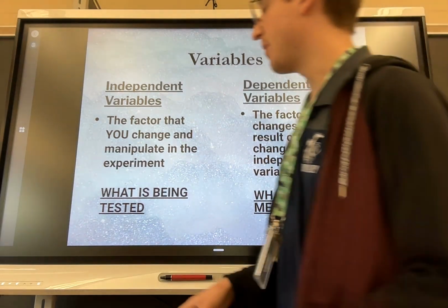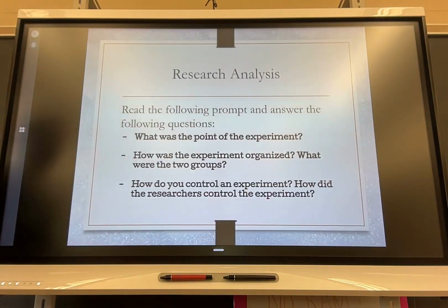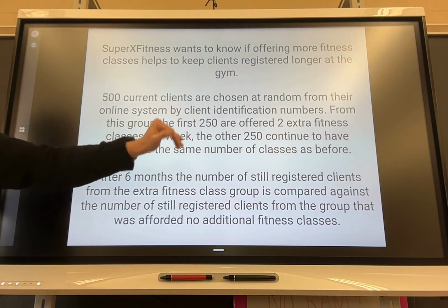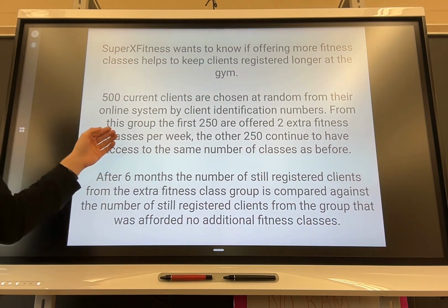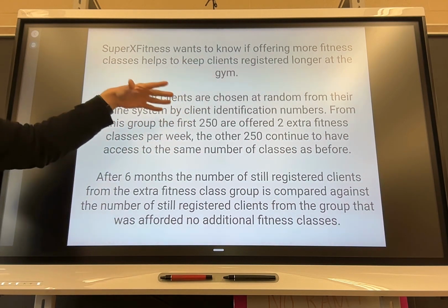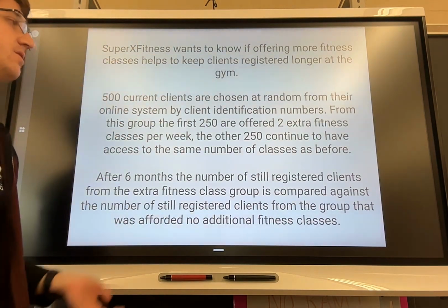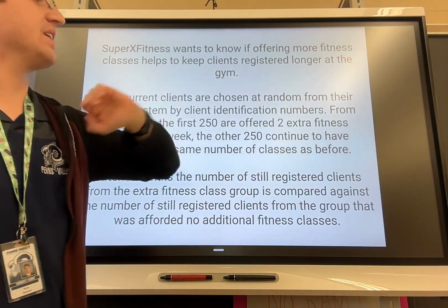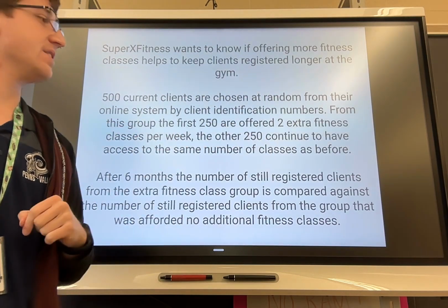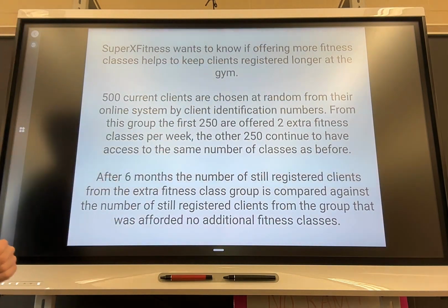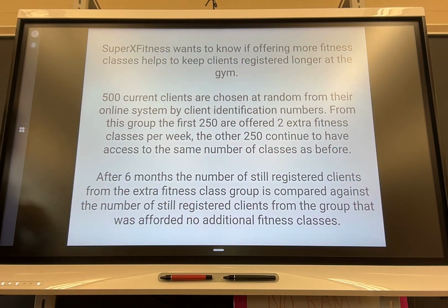So if we jump back to our example here with the fitness, so we have 2 different groups, and the independent variable is going to be whether or not they are offered classes. So we have one group that gets offered the 2 classes and one that does not. The dependent variable there, what we're trying to measure, is going to be how many registered clients we have from that after our 6 months.